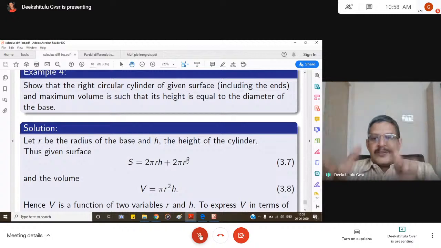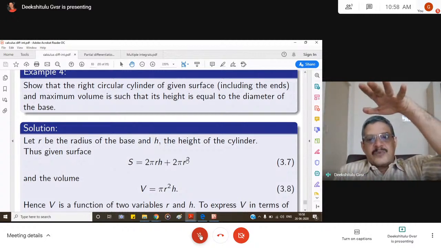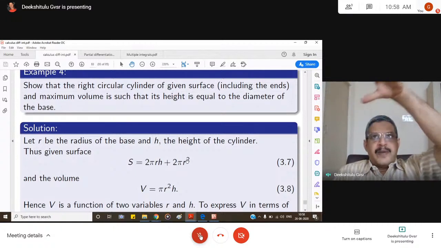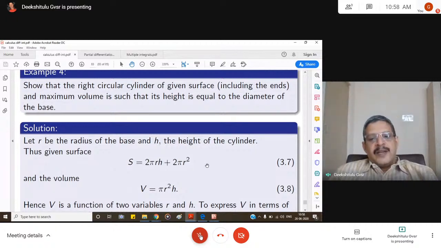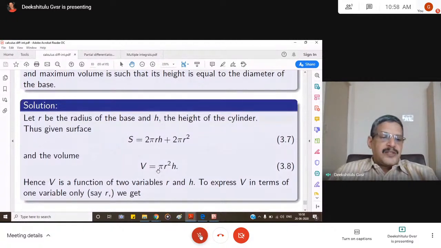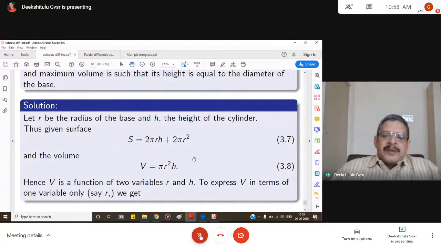So in a cylinder like this, we have 2 pi R H, and these two are circular ends. We have pi R square. So 2 into pi R square plus the surface of the cylinder, 2 pi r h. And the volume, you know, is pi r square h, where V is a function of two variables r and h. To express V in terms of one variable, mind you, with two variables we would actually have to deal with this problem in partial differentiation, but anyhow we can convert this into a one variable problem.